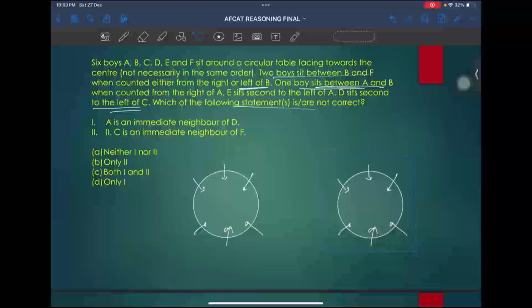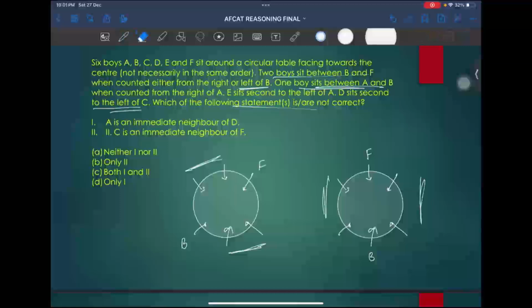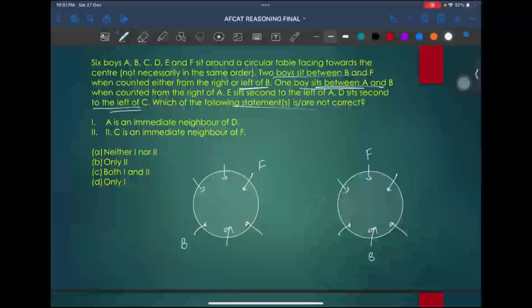All are facing towards the center. They are telling that two boys sit between B and F. If I consider this position as B, two boys are sitting between B and F. Whether you count from the right side or the left side, two boys are there on each side. Same in the second figure as well. Now let us move on to the next given statement.